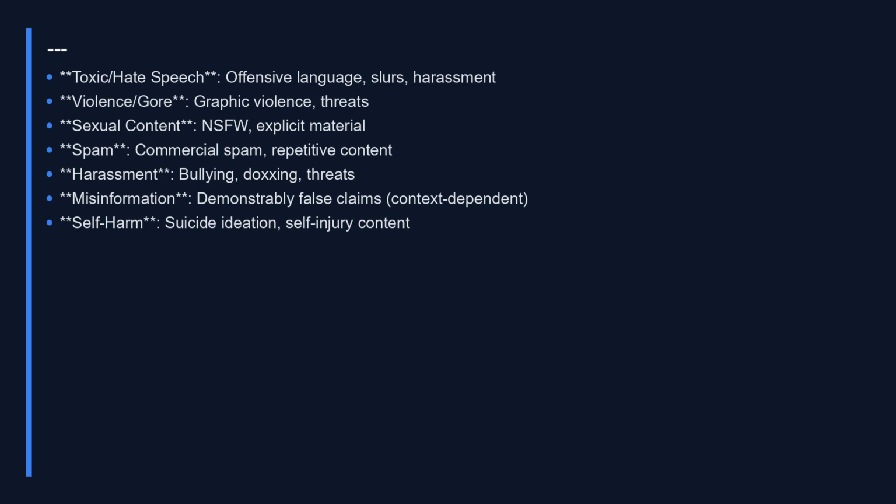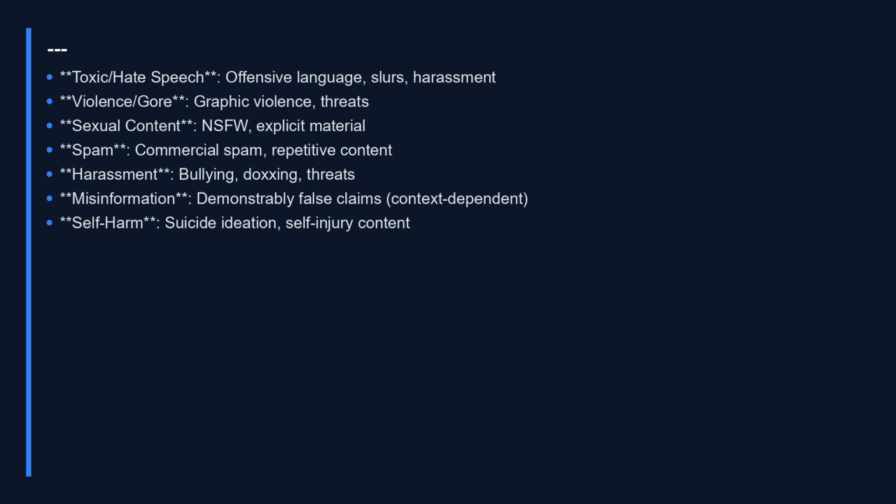The system classifies across 7 violation categories. Toxic and hate speech covers offensive language, slurs, and harassment. Violence and gore covers graphic violence and explicit threats. Sexual content covers NSFW and explicit material. Spam covers commercial spam, and harassment covers bullying, doxing, and targeted threats.